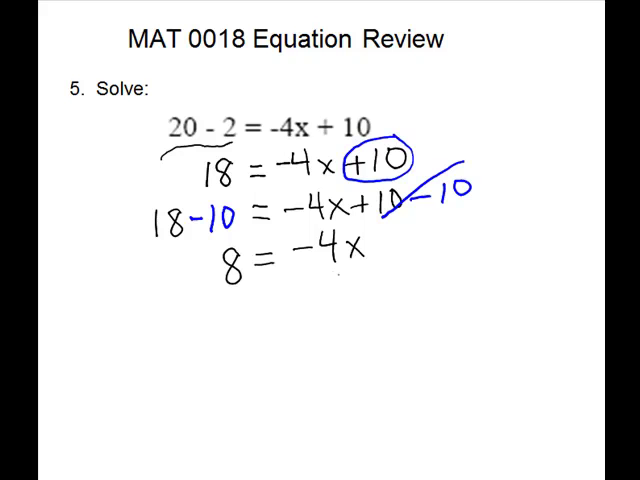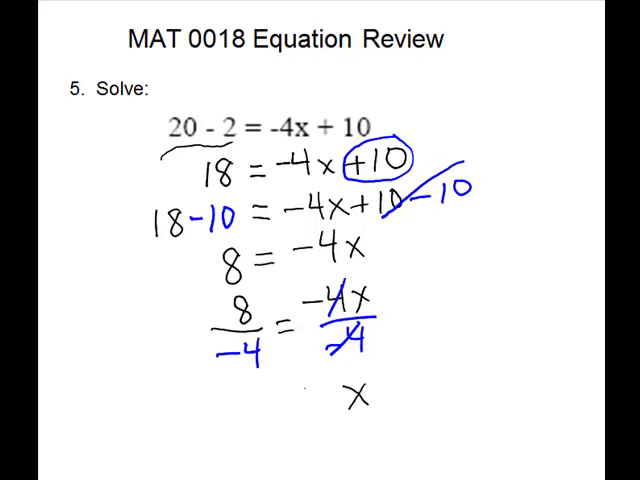And now you're ready for your division step. Go on the side with your variable, and you need to divide out that coefficient. So we have to divide on both sides by a -4. I'm going to go ahead and take one more line to do that. So I want to divide by a -4. Clean up.